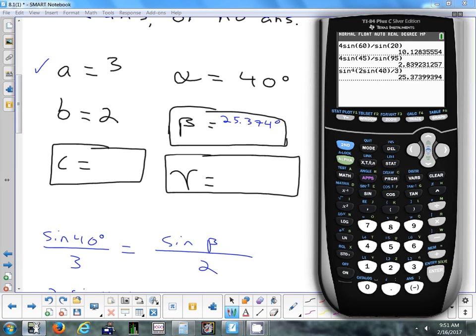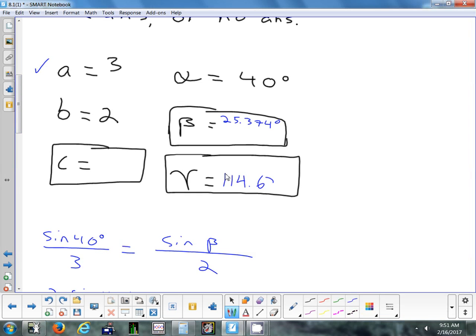That's 65.374. And you get 114.626. And now, you finally have a piece of information in the last row, so you could set up your proportion to find C. Okay? Sine of 40 over 3 equals sine of 114 over C. Okay? But the trick you had to figure out first was do beta, then gamma, then C. You have to do it in that order. You can't do it in any other order.